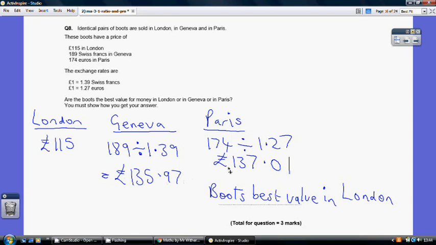£135.97 in Geneva. Now in Paris they are 174 euros, and again, euros to pounds I need to make the numbers smaller, so I'm going to divide by 1.27, giving me £137.01. So I can now compare the three values in pounds. So the boots are best value in London because 115 is obviously cheaper than the other two.